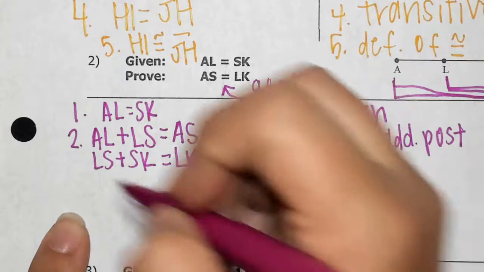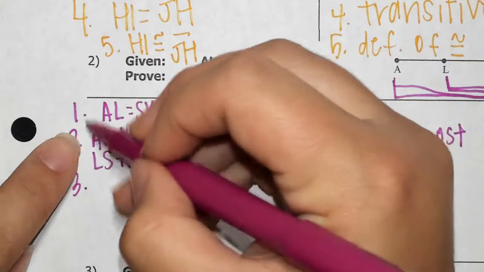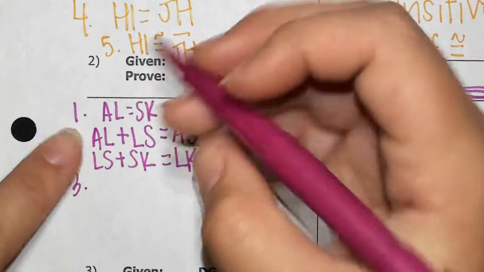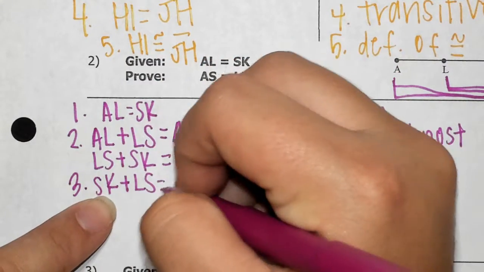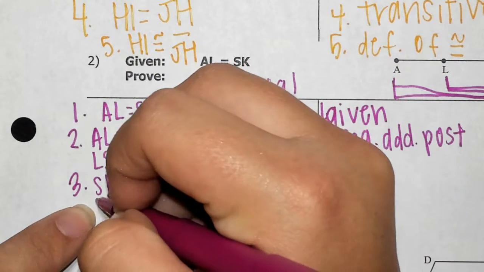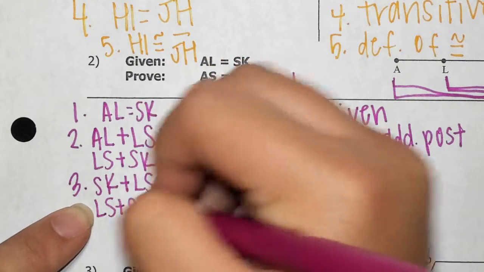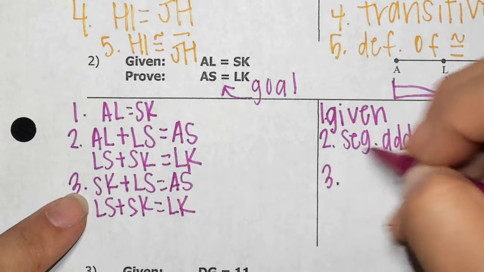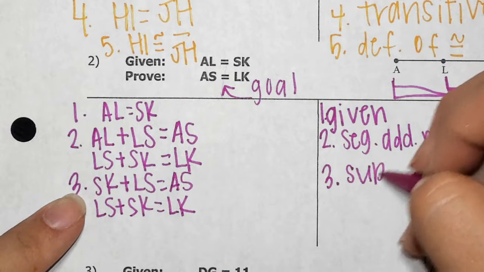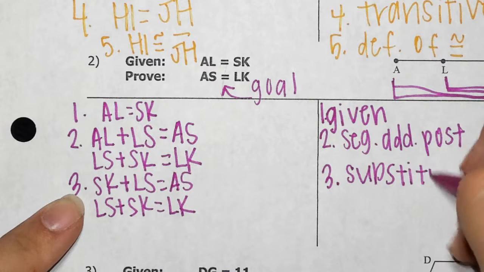So, plug it in. Step 3. Instead of writing AL, let's write SK. Now I'm going to write it all over again, all of it, so you can see it. What property is that? Anytime you plug something in, it's substitution.